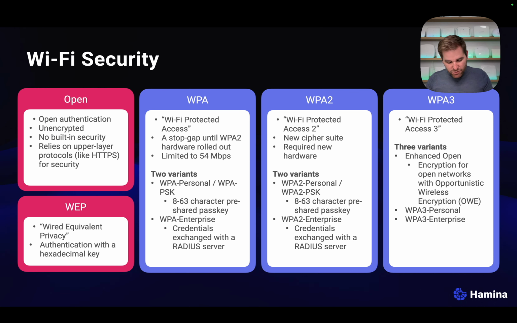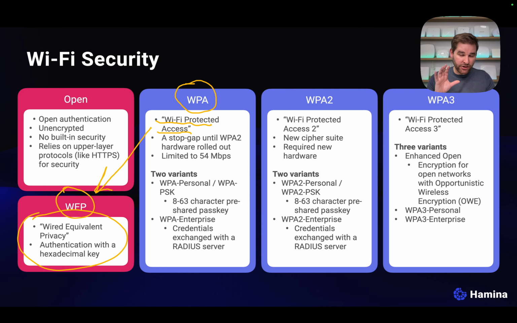Back in the day, when WEP was cracked and they had this huge crisis, the IEEE and the Wi-Fi Alliance made a plan. They implemented a stopgap measure called WPA, or Wi-Fi Protected Access. A stopgap measure until WPA2 could be rolled out because it was compatible with the old hardware. So we could have a new form of encryption that was compatible with the old hardware as a stopgap. It is limited to 54 megabits per second. The IEEE and the Wi-Fi Alliance really want you to move on and use WPA2.